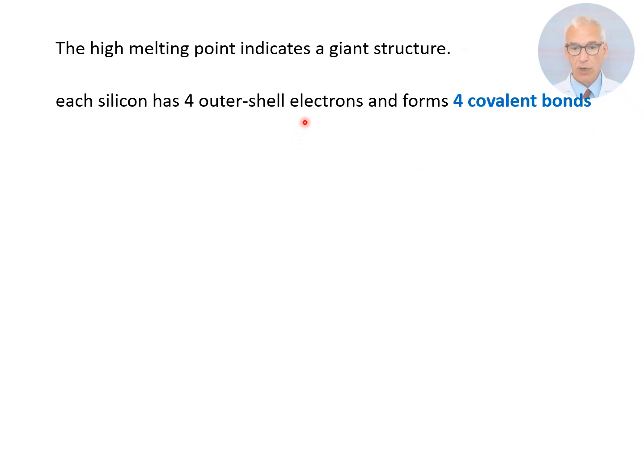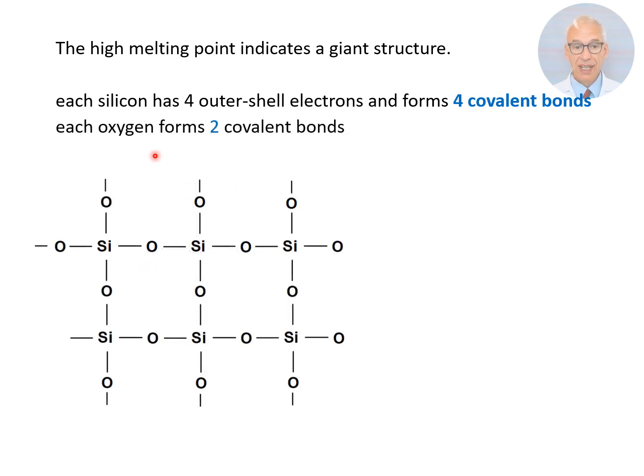Each silicon has 4 outer shell electrons and therefore forms 4 covalent bonds. Here's a silicon, 1, 2, 3, 4 bonds to 4 oxygens. Each oxygen forms 2 covalent bonds. So here's our oxygen, 1 covalent bond, 2 covalent bonds. So we'll see the ratio is 1 silicon to 2 oxygens, 4 bonds to 2 bonds. This structure, of course, goes on until we run out of atoms. It is a giant structure.